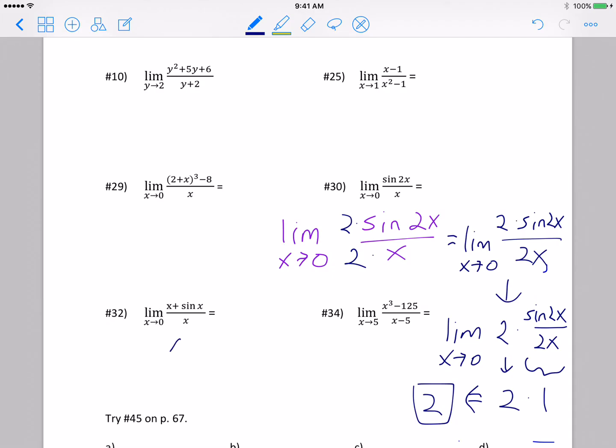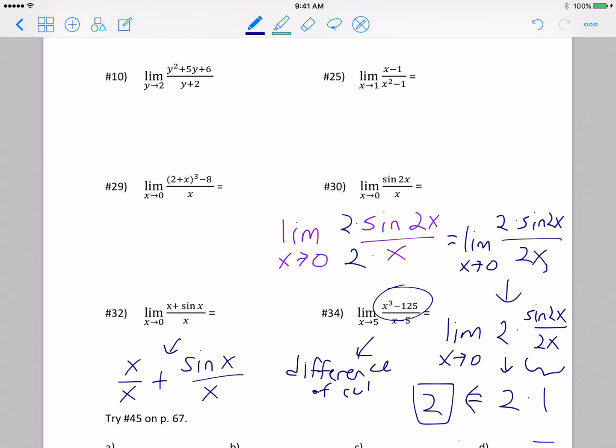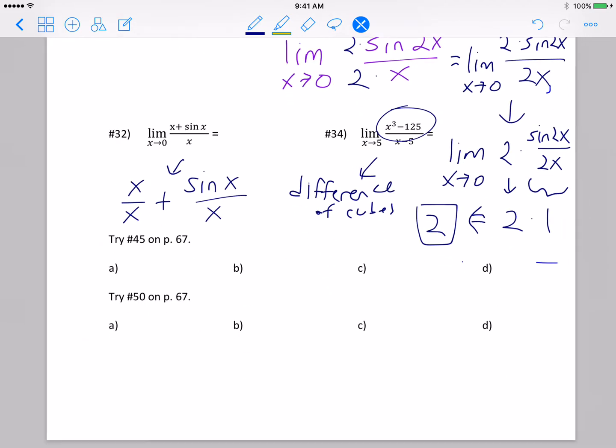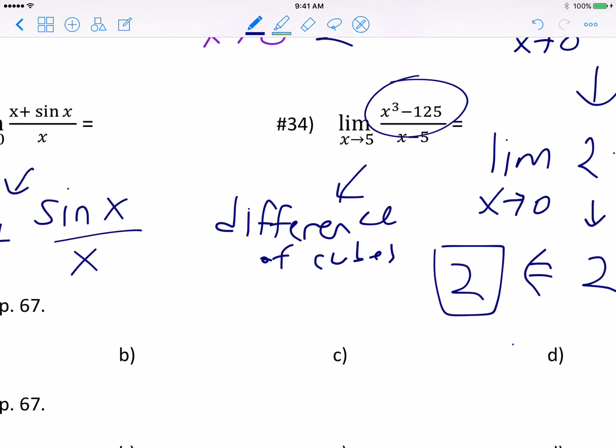Number 32, my hint for you is to split those up as x over x plus sine x over x. My hint for number 34, you have to know how to factor x to the third power minus 125. It's called the difference of cubes. And then I'll give you the factoring formula for that one.